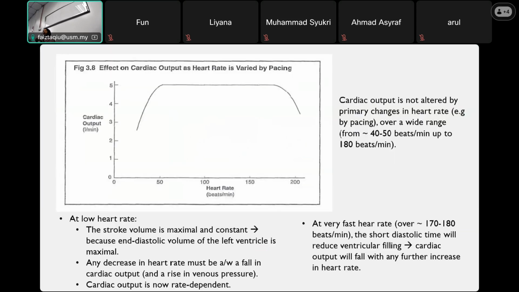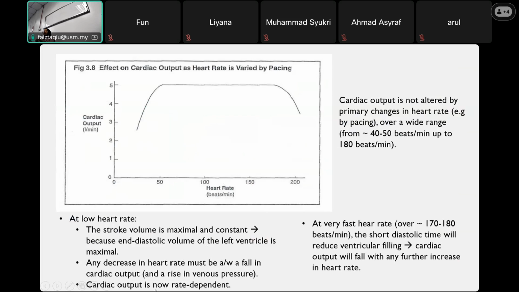So for the heart rate, from this diagram you can see that the x-axis is the heart rate, and the y-axis is the cardiac output. So from this diagram, we can see that the cardiac output remains constant or does not alter when the heart rate is ranging from 50 to 180. So at a very low heart rate, which is less than 50, the stroke volume is maximal and constant because the end diastolic volume of the left ventricle is maximum. And any decrease in the heart rate is associated with a fall of the cardiac output.